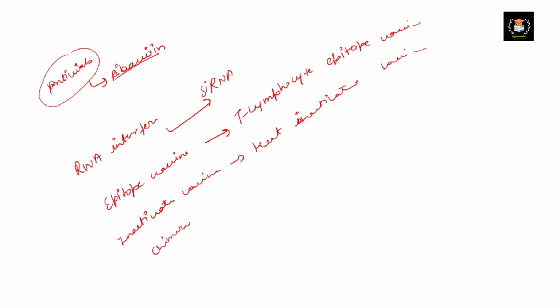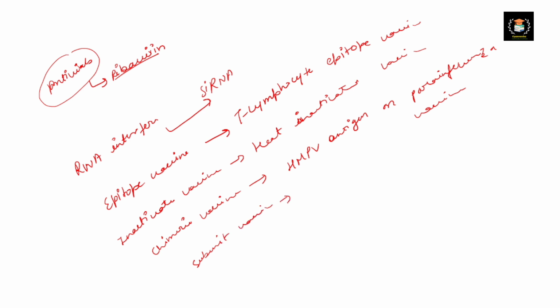Chimeric vaccine also. I taught you in monoclonal antibody what chimeric is. So the hMPV antigen on a para-influenza vaccine is the product. Para-influenza vaccine. Okay, one more vaccine, the subunit vaccine, is also used as a control strategy, and the product was the hMPV F subunit vaccine.